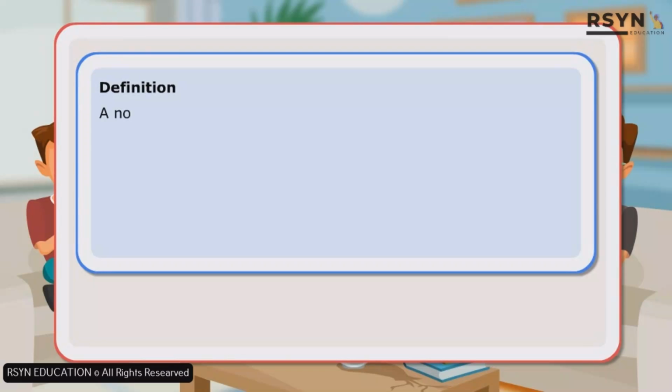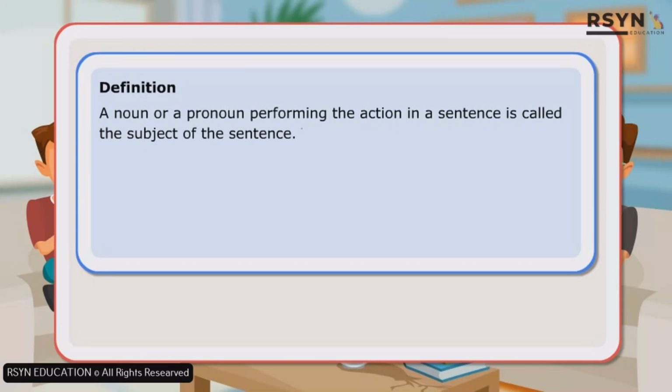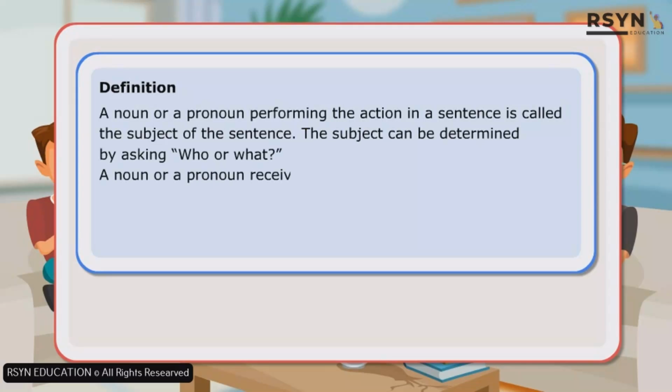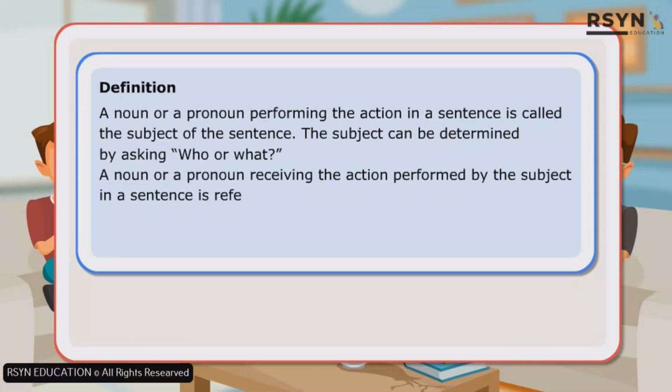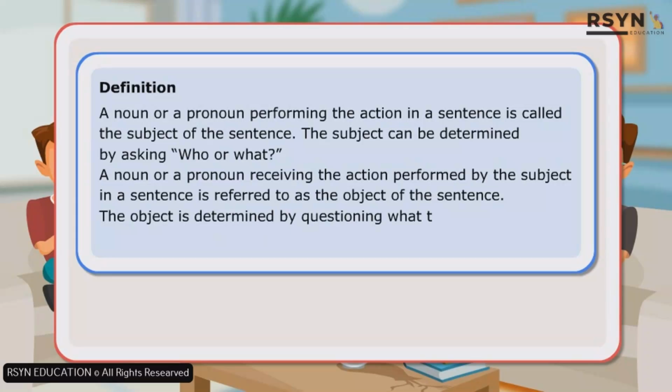Definition: a noun or a pronoun performing the action in a sentence is called the subject of the sentence. The subject can be determined by asking who or what. A noun or a pronoun receiving the action performed by the subject in a sentence is referred to as the object of the sentence. The object is determined by questioning what the subject did or to whom and also for whom.